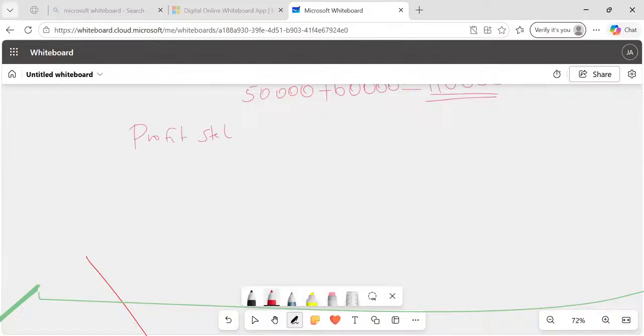Profit statement. Remember this time round, we are without something. We are without which product? We are going to deal with two products only. We are without Wi-Fi. Having dropped Wi-Fi.